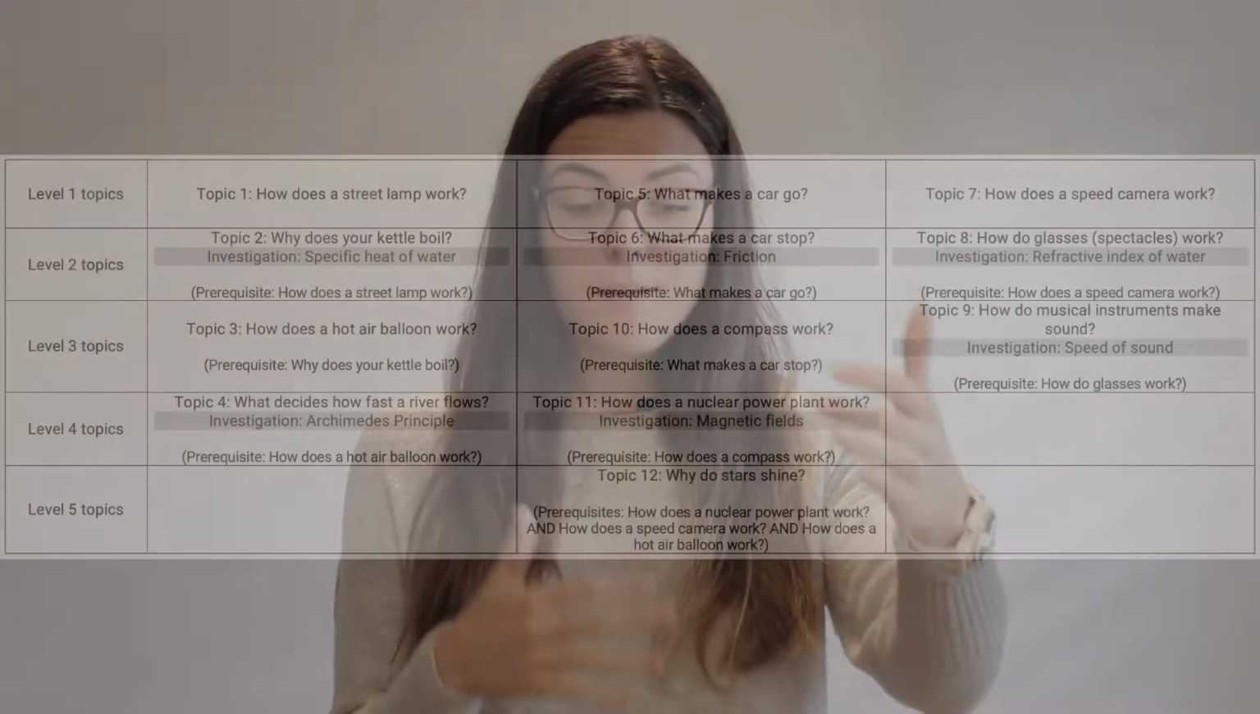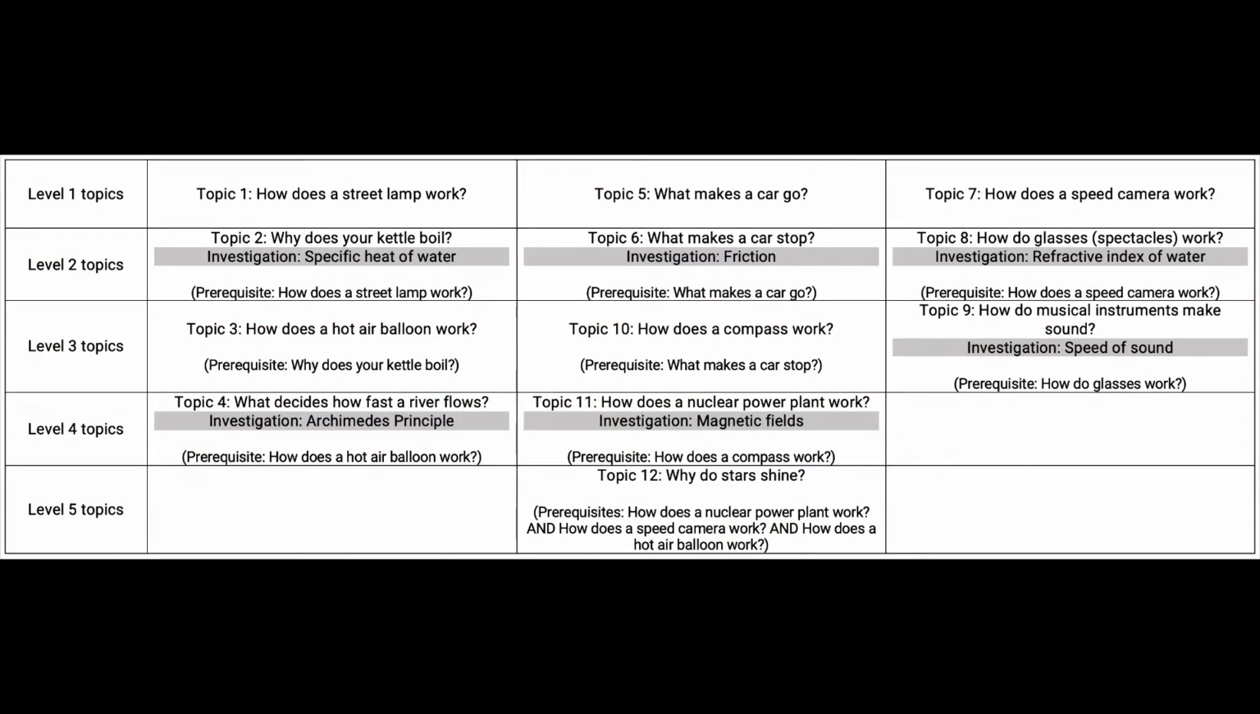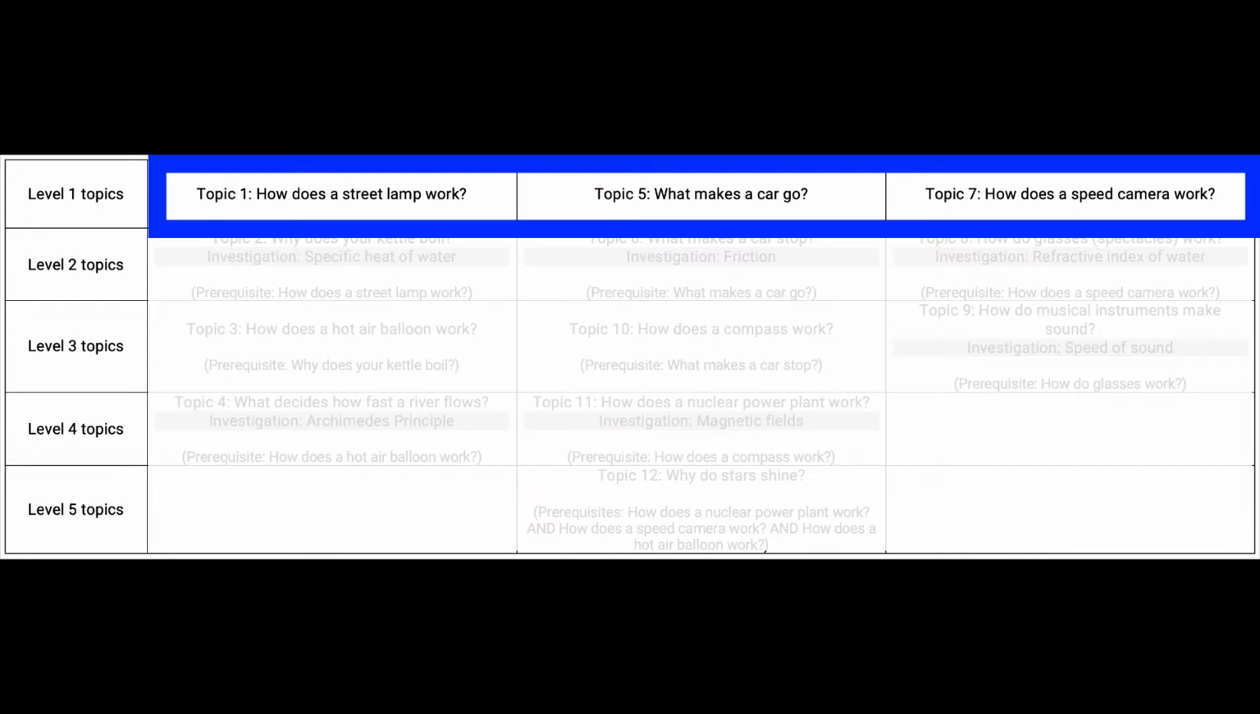Now, like I said, you need to complete a minimum of 8 topics for the term. However, that doesn't mean that you have access to every topic at the beginning of the term, because most of the topics actually require you to have done some other topics first so you understand what you're about to cover in that topic. So when you first have access to the course, you'll notice that you have access to 3 topics and you must do one of those topics first. Those topics being, how does the street light work? What makes a car go? And how does the speed camera work?